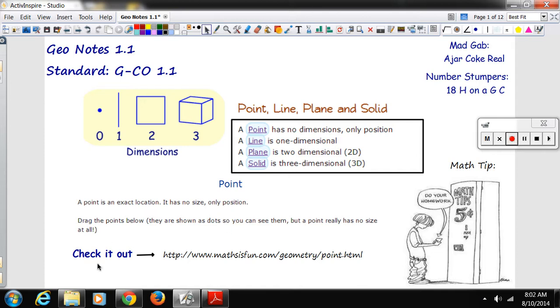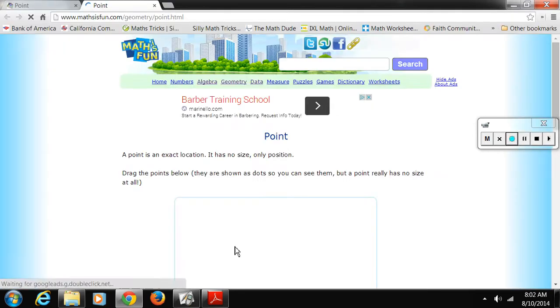And there's a website that I'm going to be using quite a bit called mathisfun.com. If you're watching this on a computer where you can open up a second window, I would definitely encourage you to do that. In that second window, go to mathisfun.com. In this case, we're going to be going to the geometry and the point, so we can analyze what a point is.